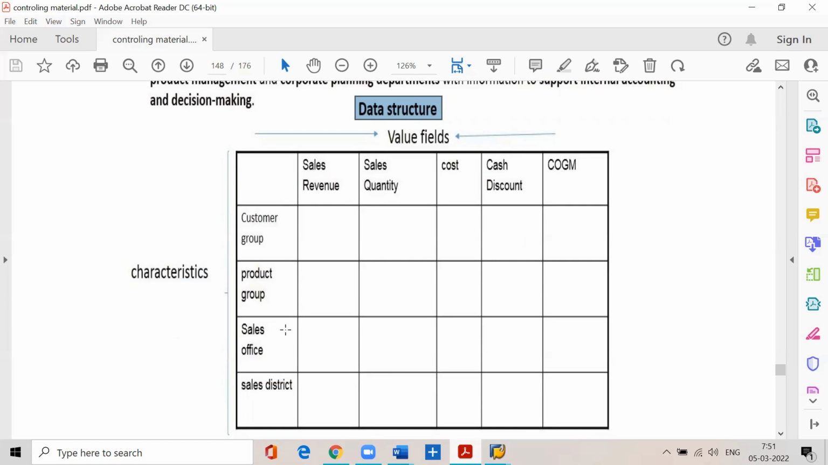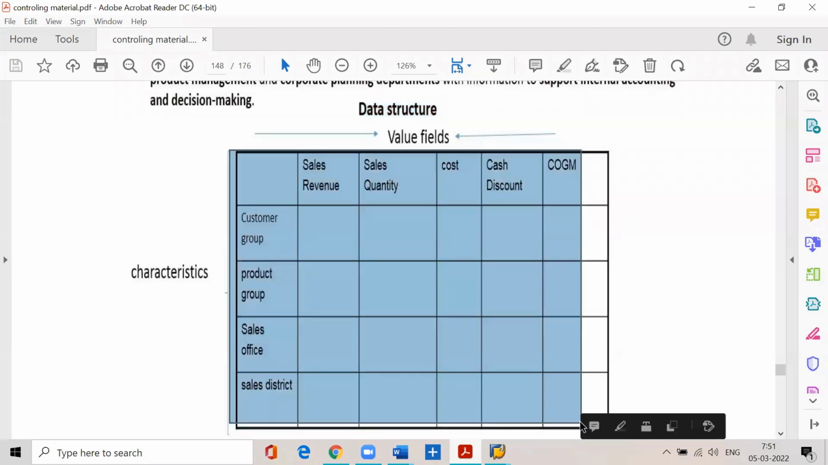Then we design a number of reports. Whenever the user executes the report, the system will take the values from these data structures and those values are presented in the report. This is simply the function of the COPA. That's it. But we have to do a number of settings.